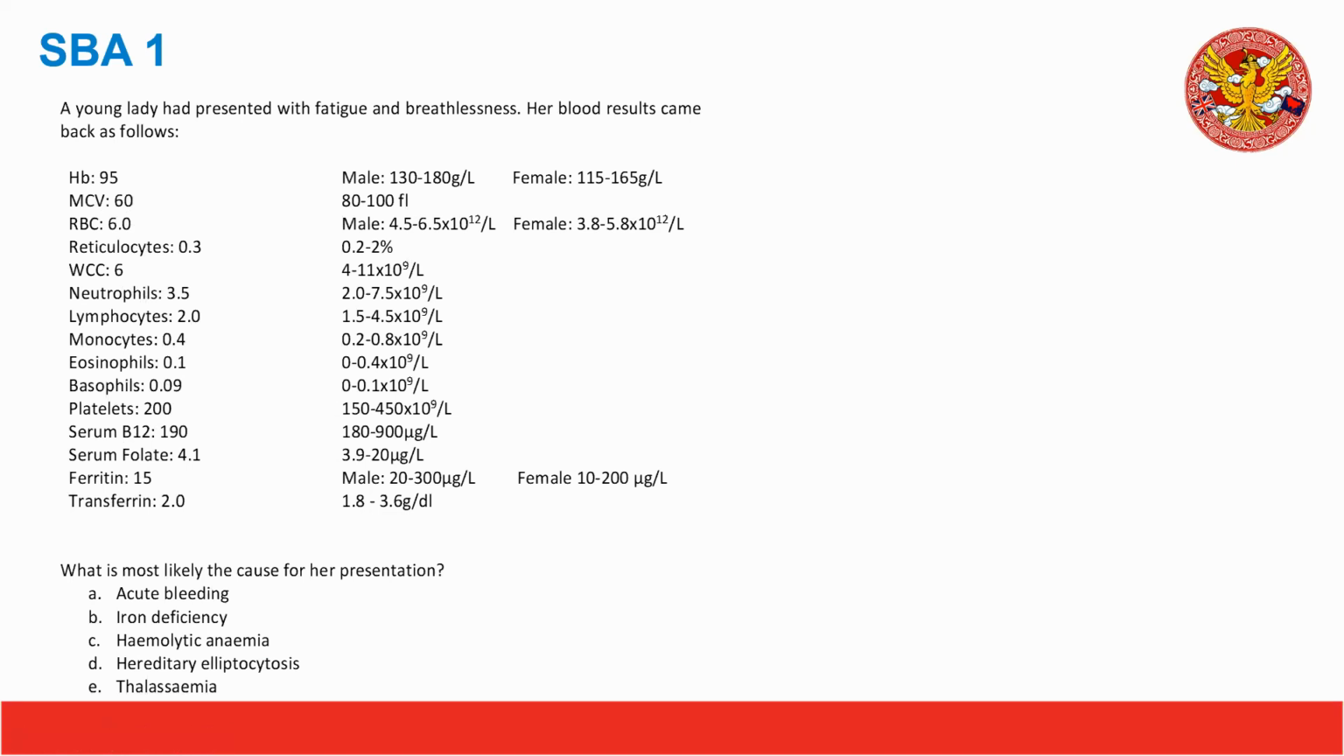So in terms of my microcytic anemia, the things that could cause a microcytic anemia are iron deficiency and thalassemia. Acute bleeding, hemolytic anemia, and hereditary erythrocytosis all cause normocytic anemia. Because I don't think there's a problem with the iron here, the answer in this case is thalassemia. Okay, this is your second question.